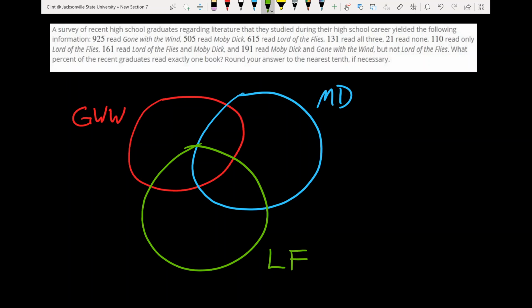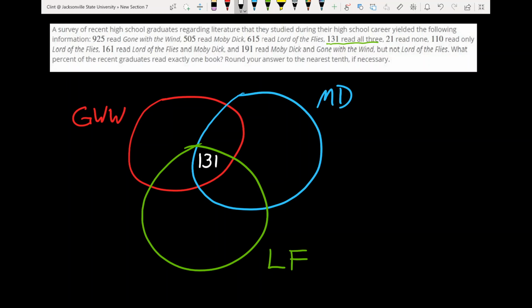Okay. So we want to start with the innermost part. So we look back at that. It says 131 read all 3. So inside, we've got 131 where all 3 of our circles overlap. Okay, you got some choices on where to go from here.